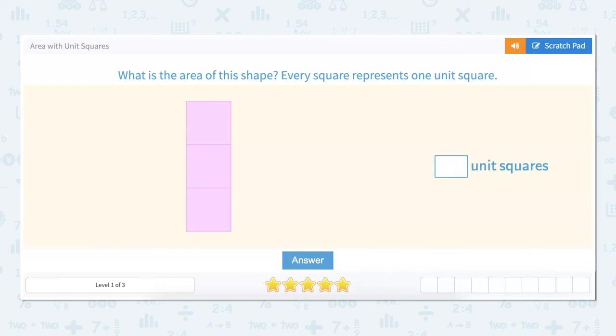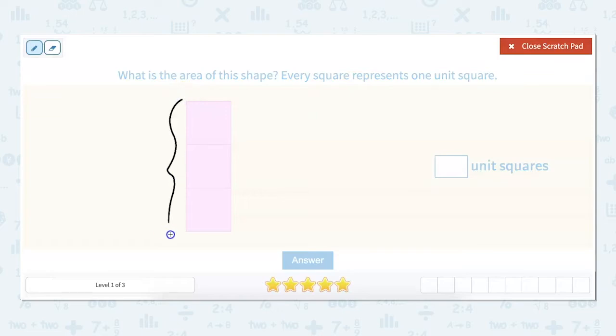In this video, we are going to figure out area with unit squares. The awesome part about unit squares is that when it's just a few of them, we can literally count them. So for this one, we could either just say 1, 2, 3, or we could do it the long way, which would be to find the area, which is length times width.